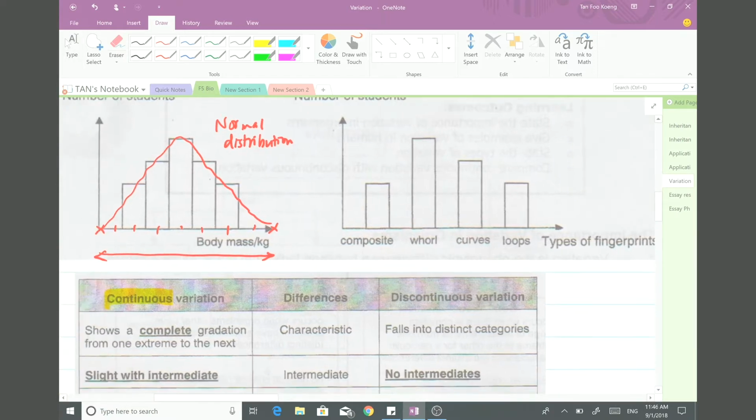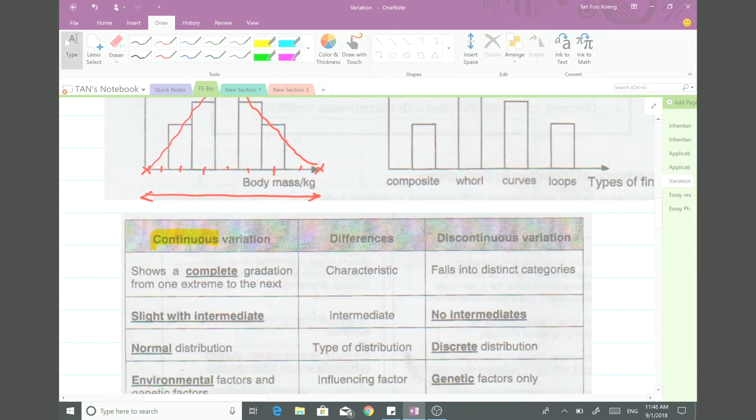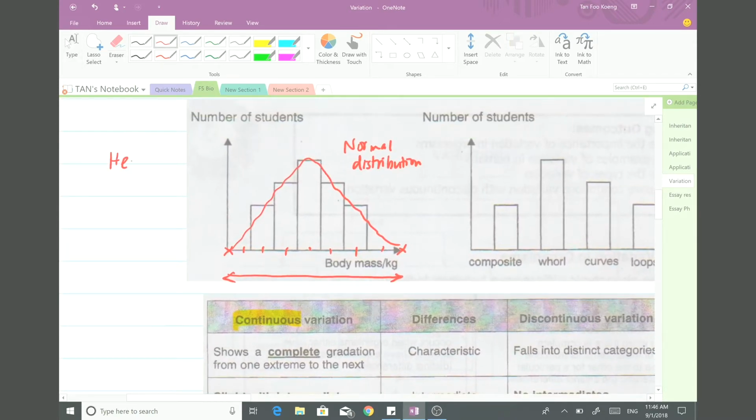Now let's look at examples of continuous variation. Height, for example: we have people who are very tall. We also have people who are very short. However, most of us have intermediate height. Intelligence is also an example of continuous variation. We have people who are really, really smart. We also have people who have a low level of, let's say, IQ. But most of us have an intermediate level of intelligence.